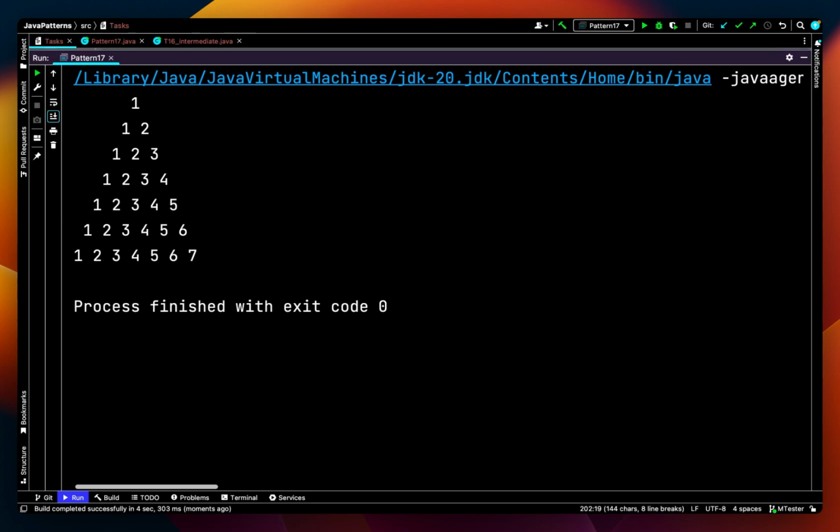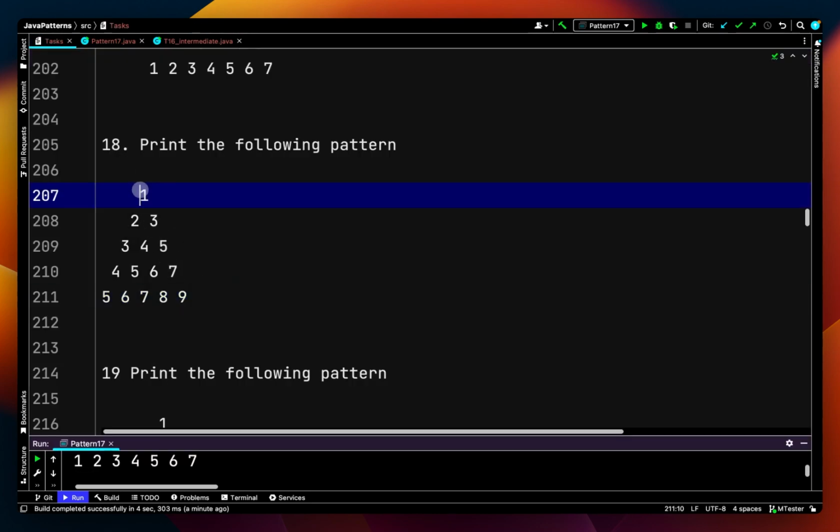Our next pattern would be pattern number 18, and it starts from 1 and it ends at 9, and there is no repetition. So I'm very excited to tackle this pattern next.